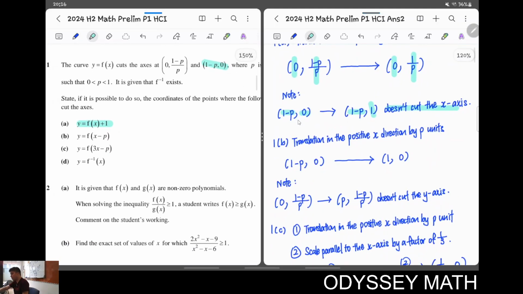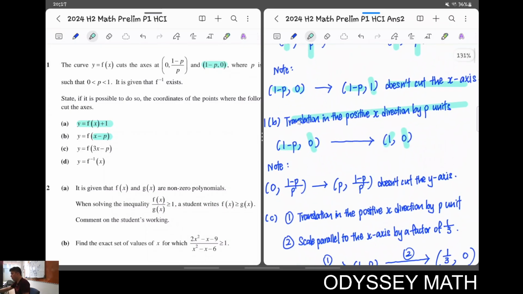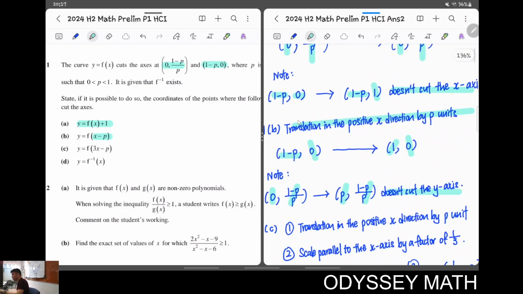Okay. So 1b, y equals f(x minus p), which means that you think of it as you replace x with x minus p. So that means a translation in the positive x direction by p units. So now I take this point, the y coordinate stays and the x coordinate you add p. So this is a point on the x-axis. Note for the other point, you add p to 0, the y coordinate remains, it doesn't cut the y-axis here. So that's it.